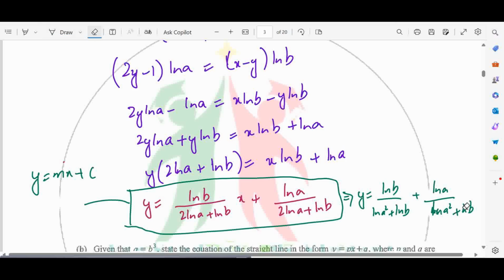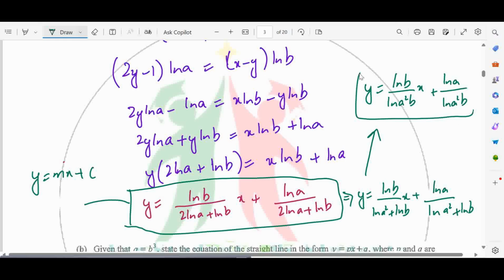Natural log of b. I think the writing is not up to the mark. Natural log of a square, natural log of b. And then we can write this again: y is equal to natural log of b divided by natural log of a square b, x, plus natural log of a by natural log of a square b. Yes, so this also shows that this is a straight line.